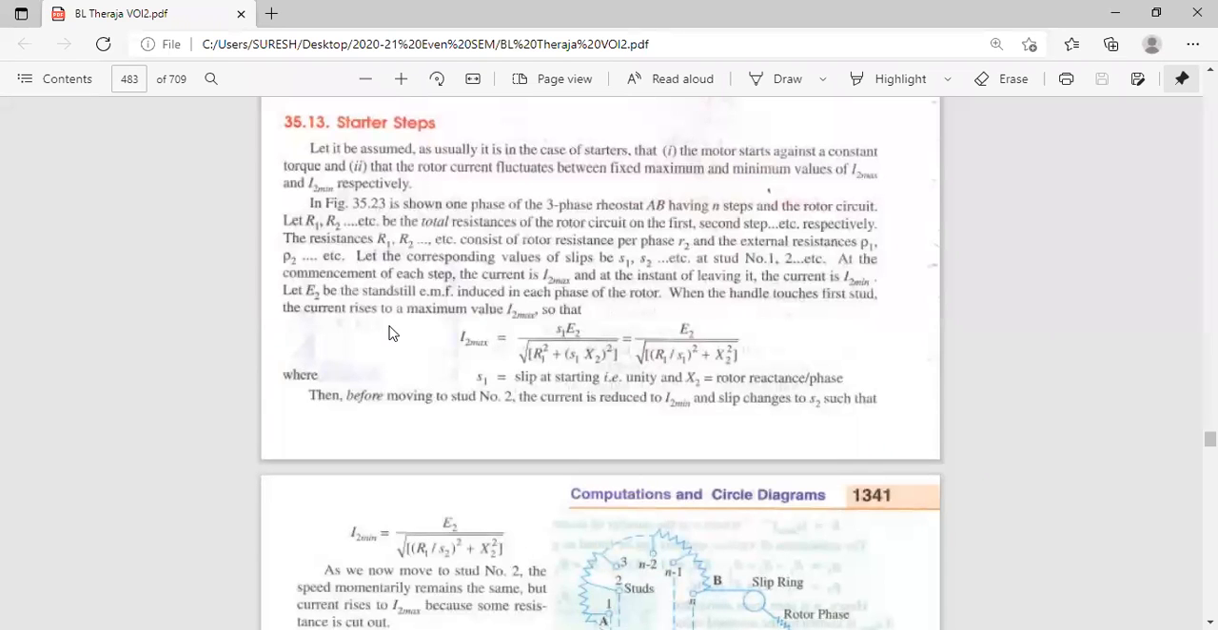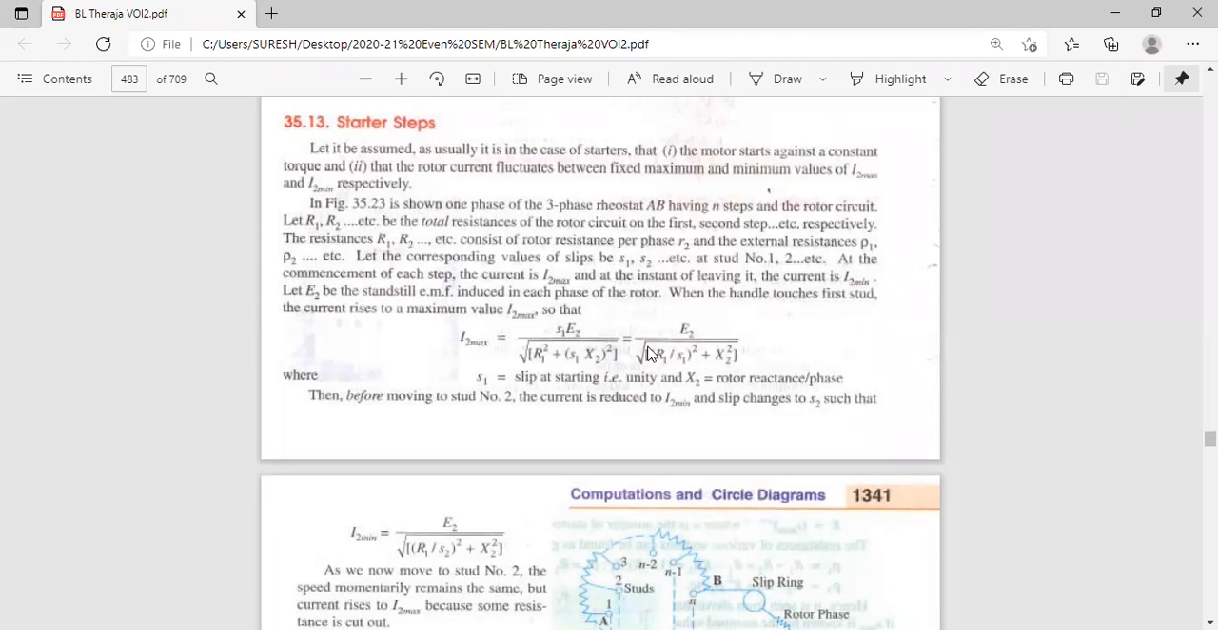Running condition, the rotor EMF. What is the formula for ER? When the rotor is running, ER is equal to S into E2. Write down, I2 is equal to ER by ZR.